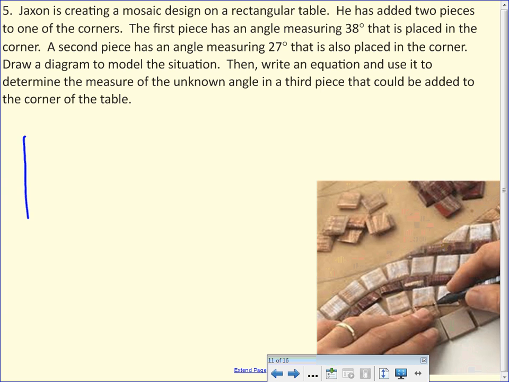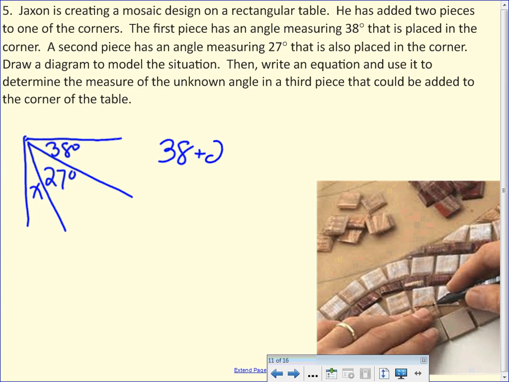So they want a model. So let's draw the corner of the table. And we have three pieces. One piece is 38 degrees. One piece is 27 degrees. And we don't know what the other piece is going to be. So those are the three tiles that they're putting into the corner. So I'm going to solve algebraically. I know that if I add all three angles, what are they going to equal? Perfect.